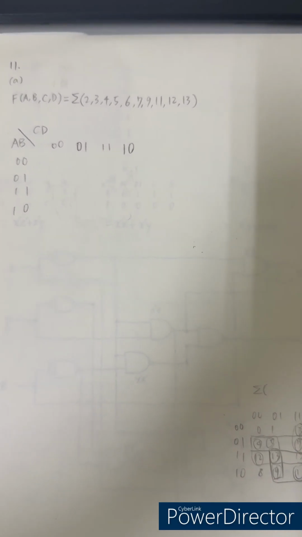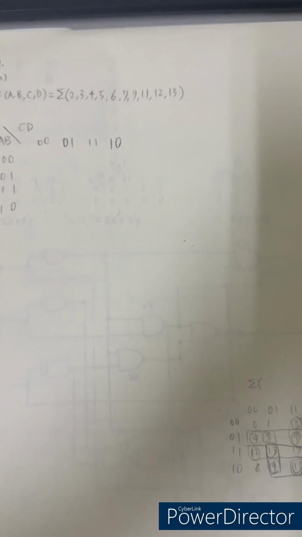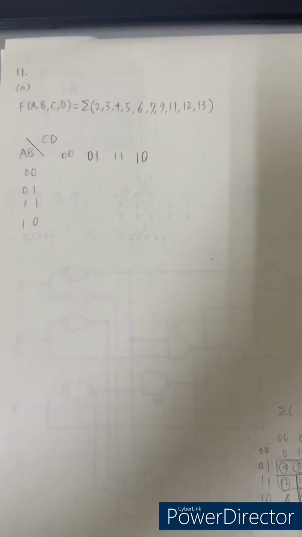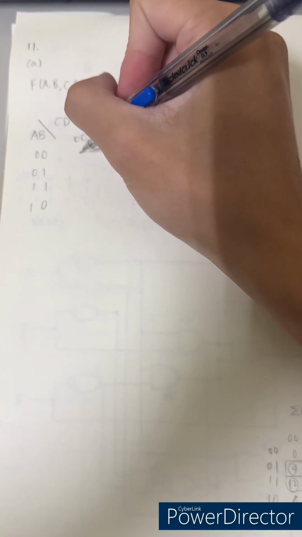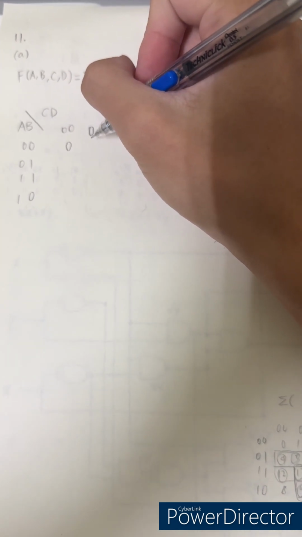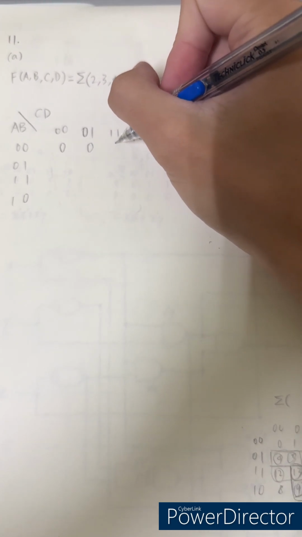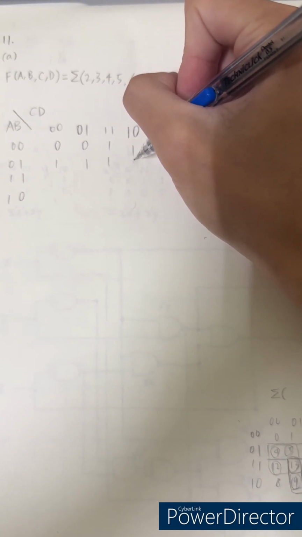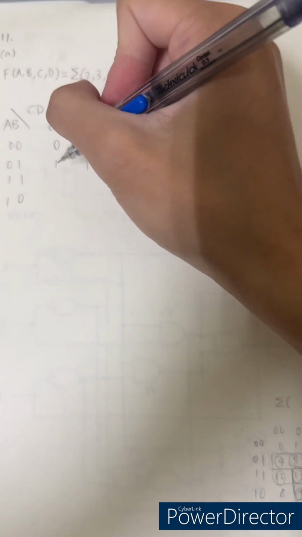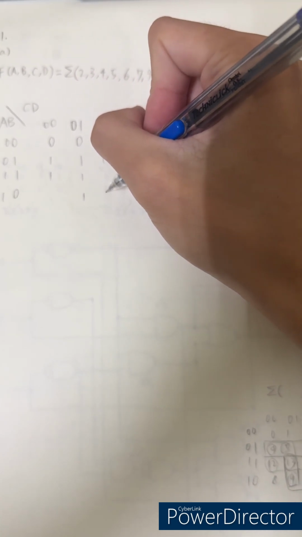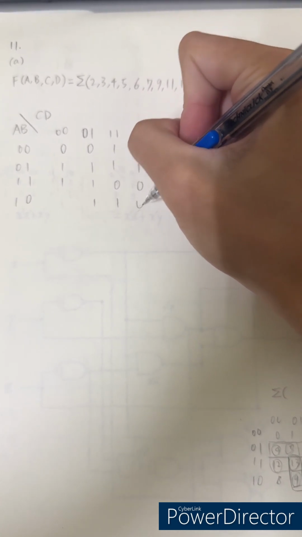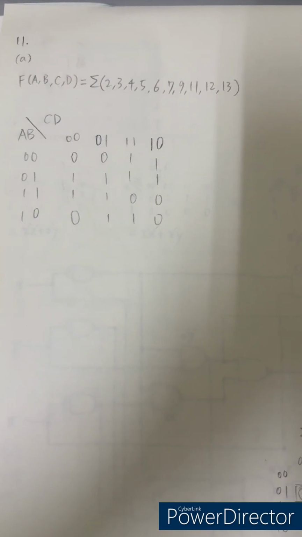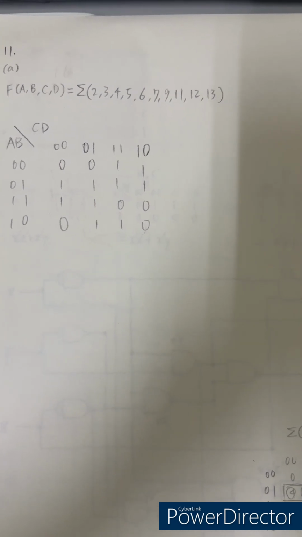Okay, we are team number 23, and we're going to talk about problem 11. For subproblem A, let's draw the K-map first and fill in the corresponding minterms. Okay, we're done. And now, we're going to find the prime implicants.